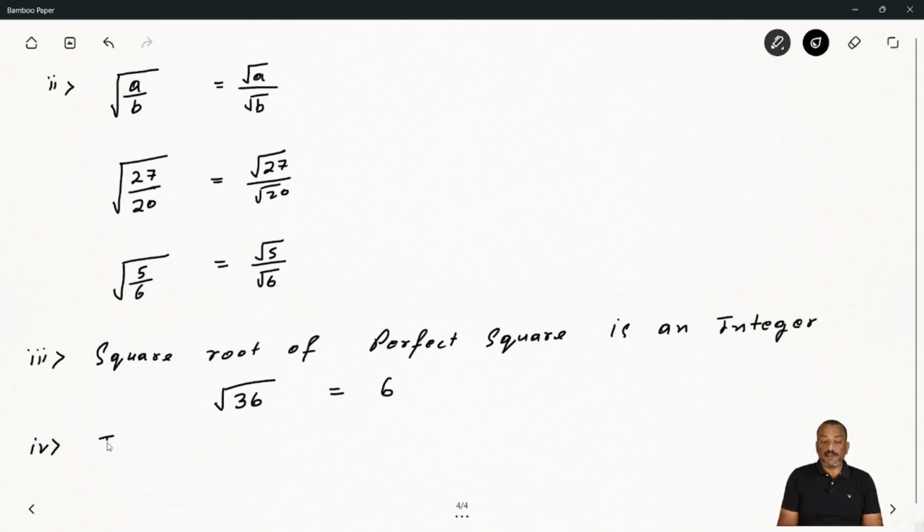Same way, नेक्स्ट वन बोलता है irrational, फोर्थ प्रॉपर्टी, irrationality.